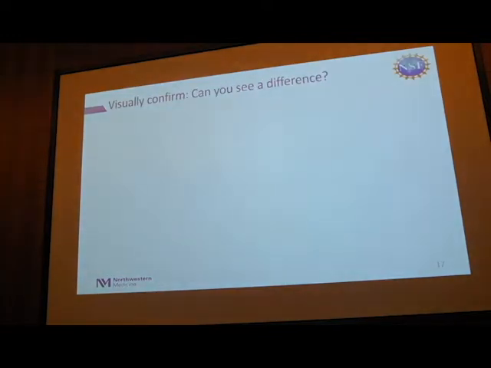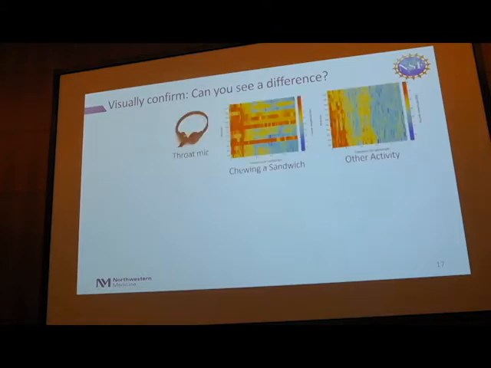Another really important question is, can you actually see the difference in what you're trying to measure? A lot of times you do want to ask your computer scientist or engineer to show you what this signal looks like. If you're trying to detect eating, or trying to detect stress, what does the signal look like, and can I discriminate visually?